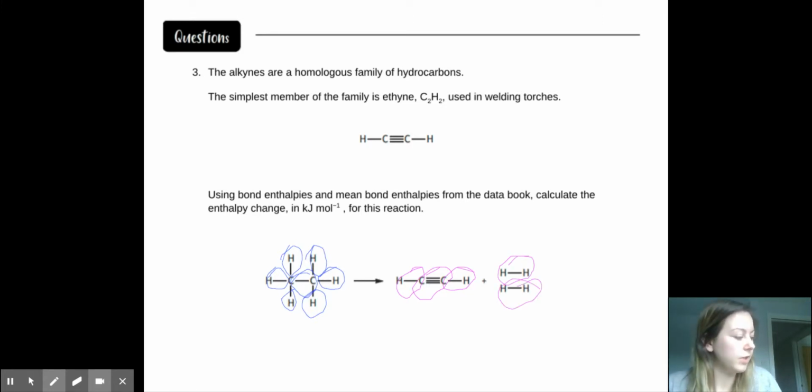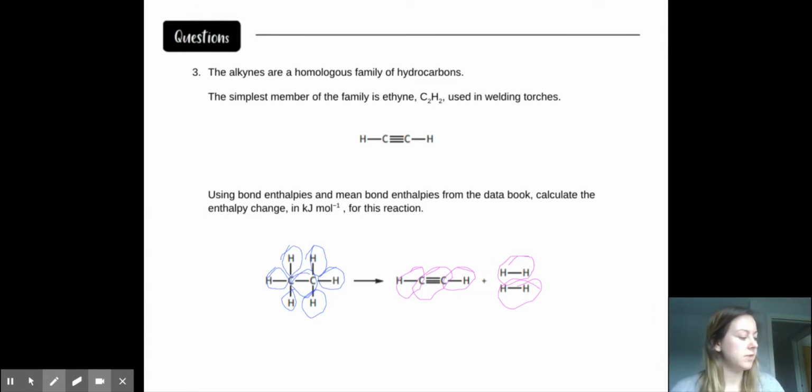So values for these then, since you're hopefully already done these and you're self-marking. So what you should have is for your carbon to hydrogen, we have 412 times 6, which is 2,472, plus our carbon to carbon bond is 348. That gives us a total of 2,820 for our positive side.